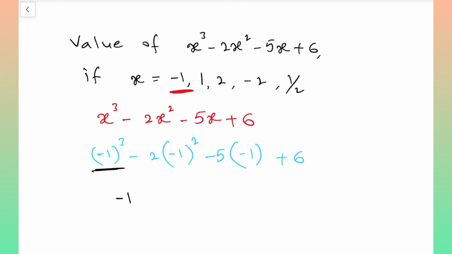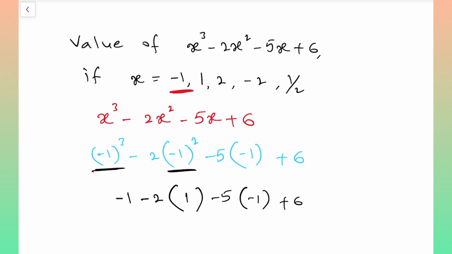That is minus 1. Minus 2 into, here we have minus 1 whole square. Minus 1 whole square is nothing but minus 1 into minus 1, that is plus 1. Then minus 5 into minus 1 plus 6.